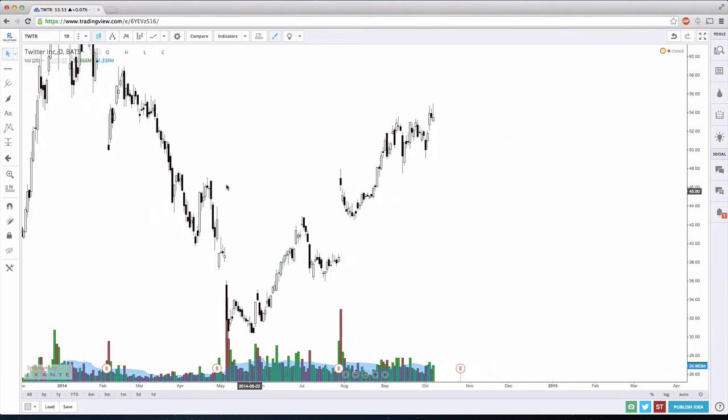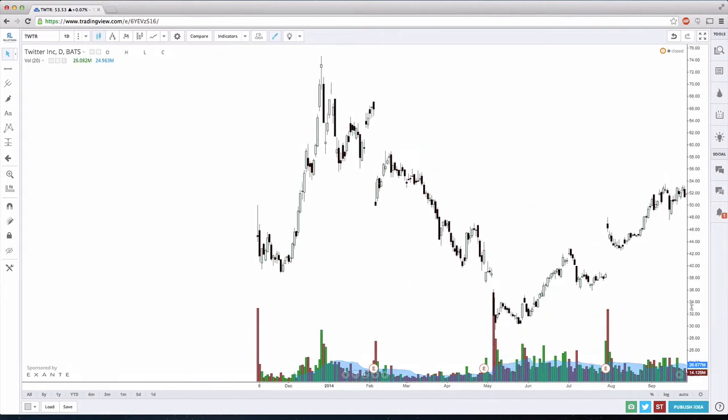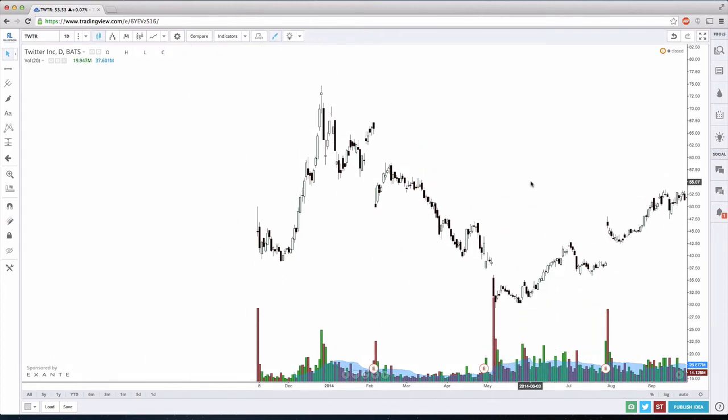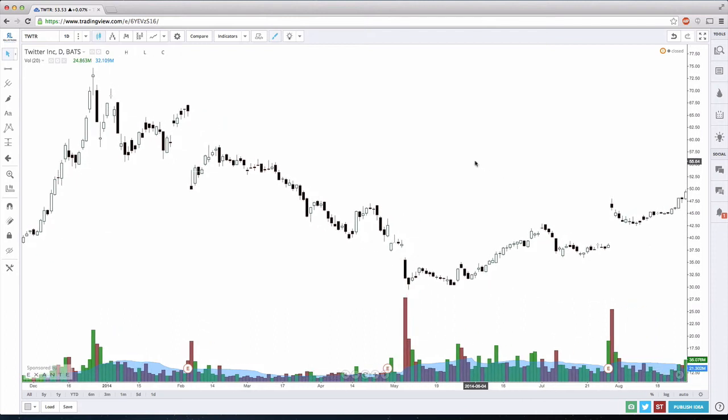Very simple, very easy. Let's talk about the flag. Flag is a very interesting pattern. The flag is a counter trend move that also declines in volume. So a flag, ladies and gentlemen, would look something like this. Stock is going lower and lower and lower, and then trades up just like this. So it's a counter trend trade. So a bearish flag looks like this, and a bullish flag looks like this.